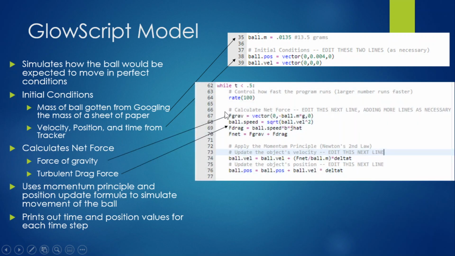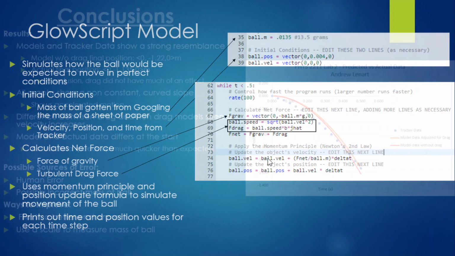And here you can see the formula for the force of gravity is just negative mg. And here is how I calculate the turbulent drag force, and then F net is equal to the turbulent drag force plus the force of gravity. So the gravity is acting downwards and the drag force is positive, opposing it. And then below that, you can see the velocity, the position update formula, and the momentum principle.